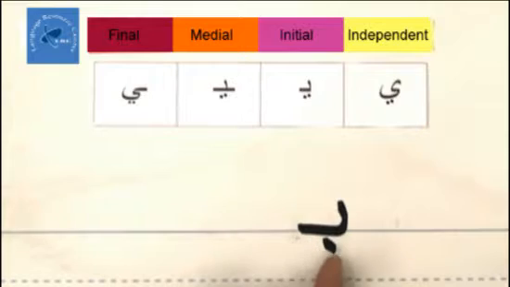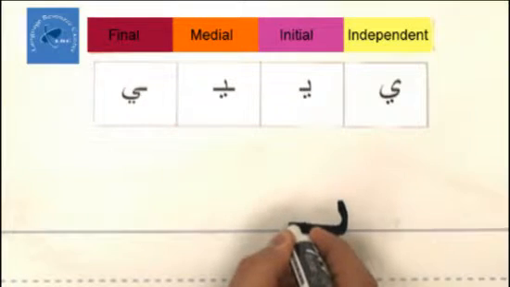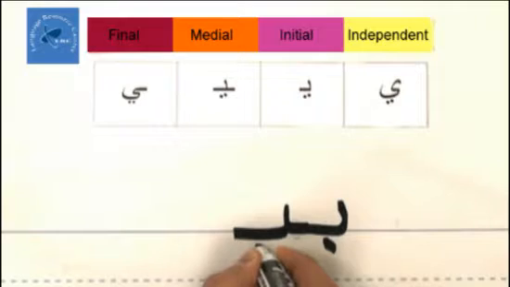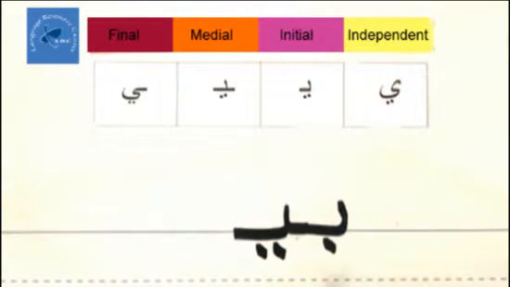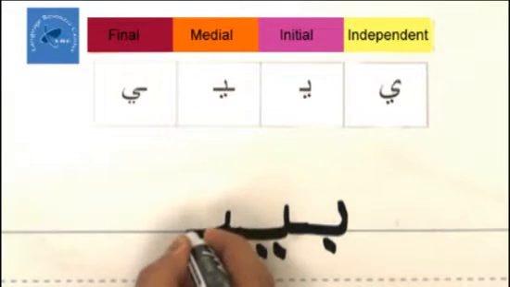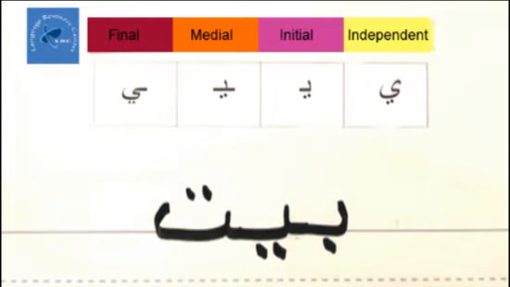Bait. So we need E in its medial position. So we'll pull a small tail, a tooth, and a tail, and 2 dots for the E. Bait. And the last sound is ta in its final position, the smiley face. A tooth, a line, a tooth, and 2 dots on top. Bait.